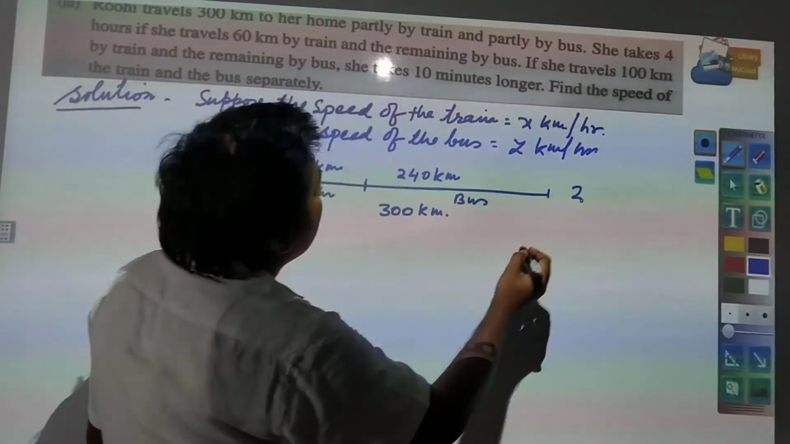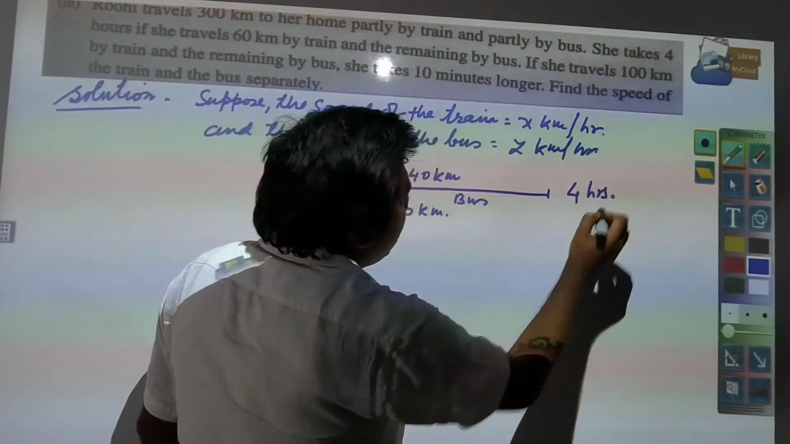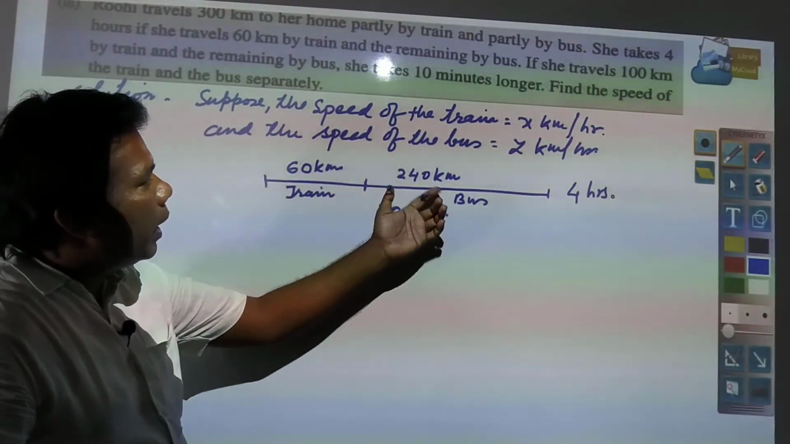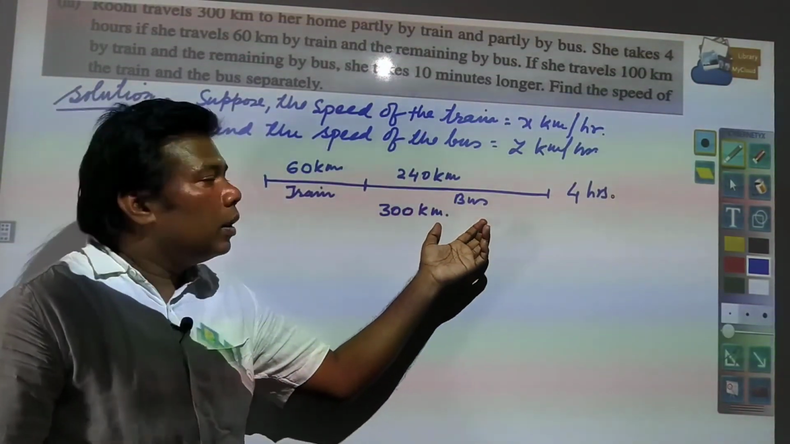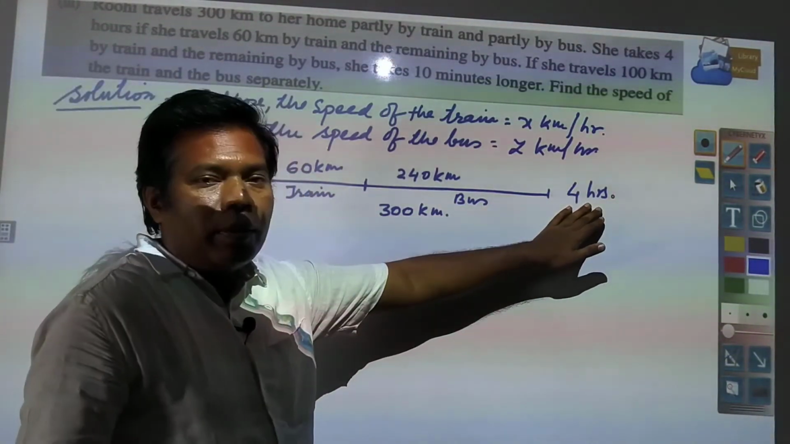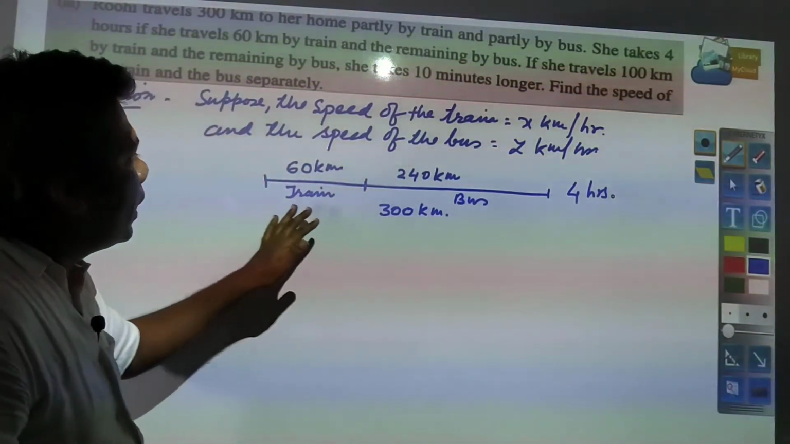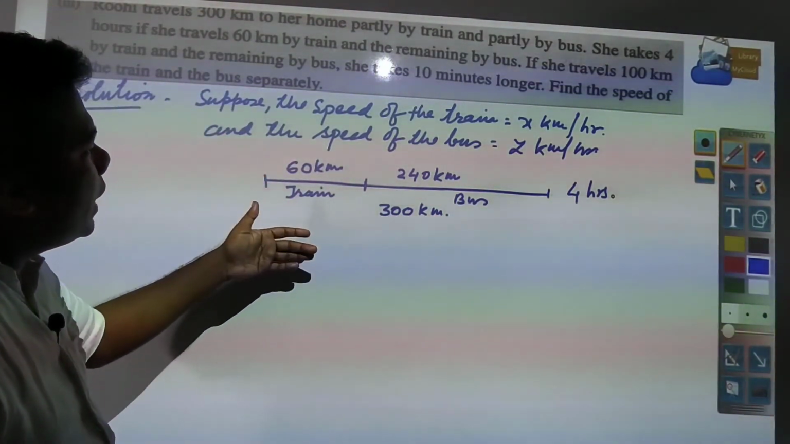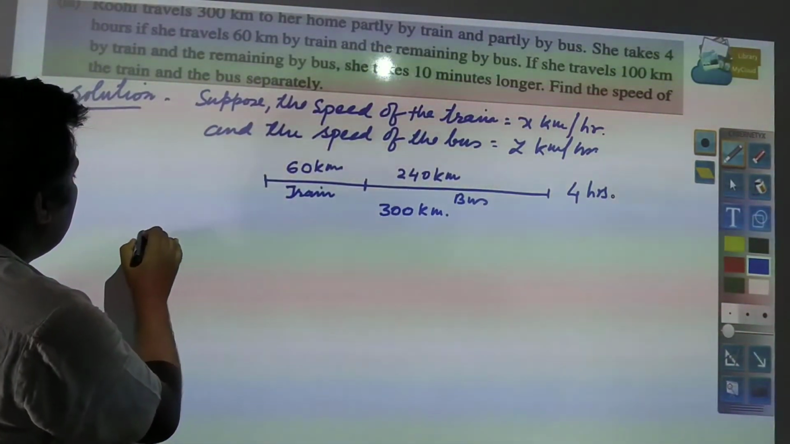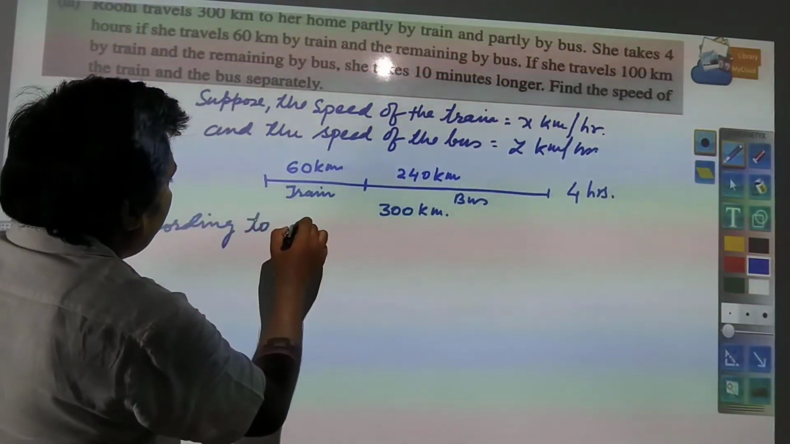And then she takes how much time? Oh sorry, she takes 4 hours. She takes 4 hours to complete this journey if she is traveling by train 60 kilometer and 240 kilometer by bus. So we will formulate the first equation. So if hours time has been given, we need to find out time. So time is equal to what? Time is equal to distance by speed. So distance, you will write according to the first condition.